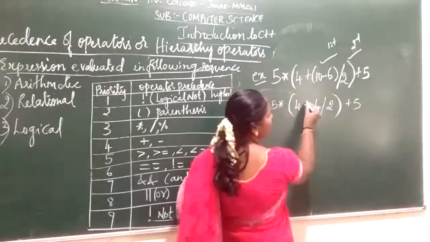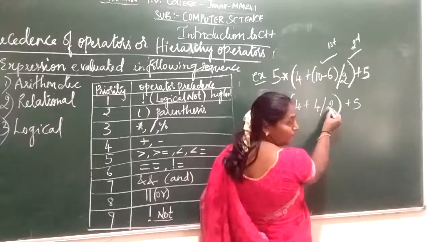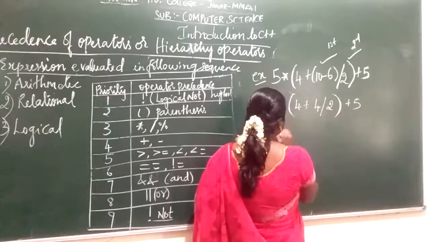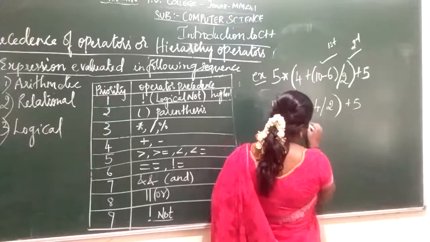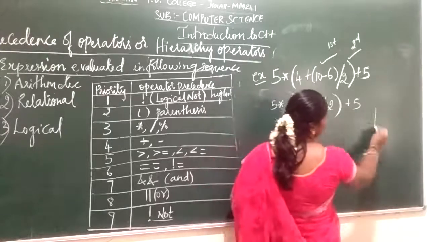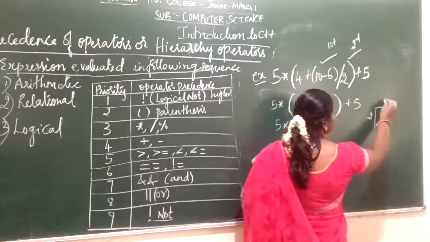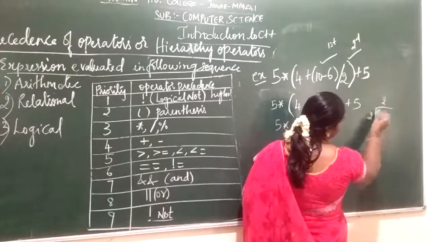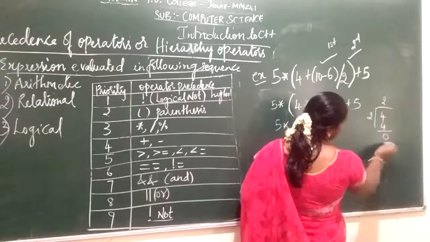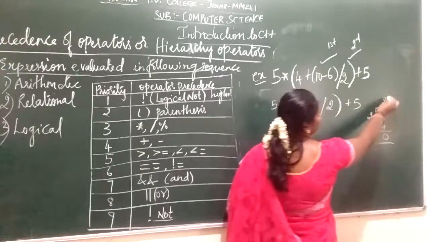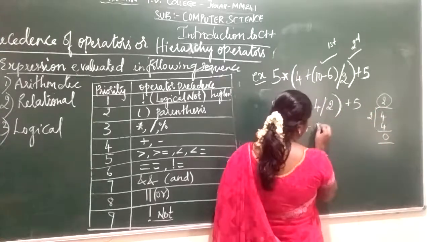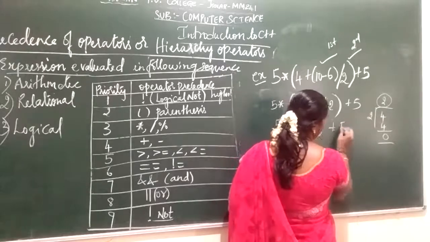In this order, plus will have less priority when compared to division. So 5 star 4 as it is, keep plus as it is. 4 divided by 2: your denominator goes out, your numerator comes in. 2 2s are 4, the remainder is 0. Since it is given as a division, you will take the quotient. So 4 divided by 2 gives 2, plus 5 as it is.